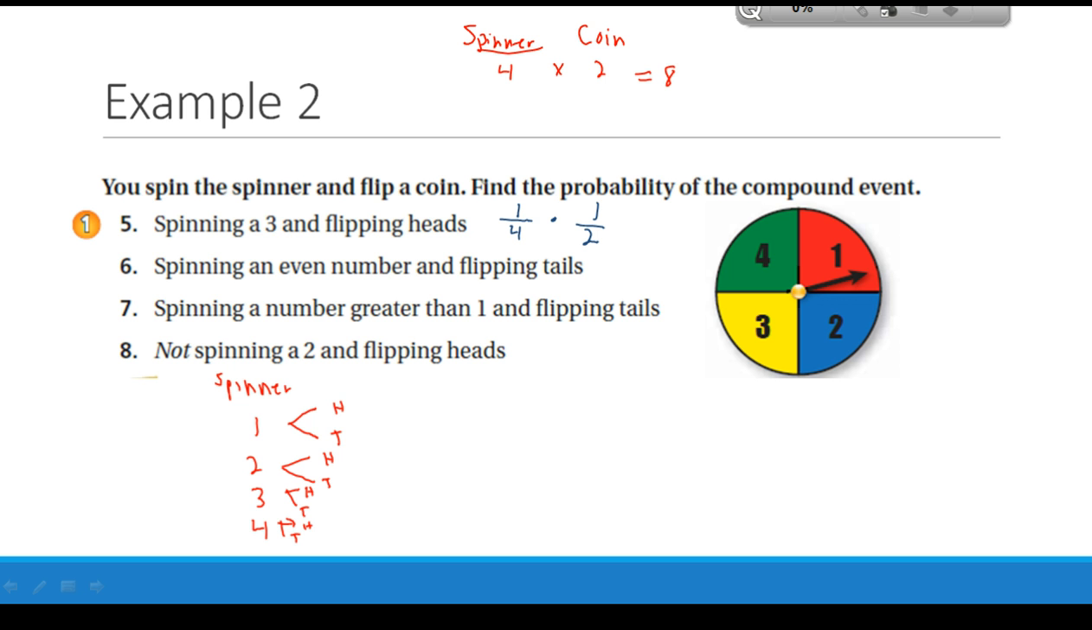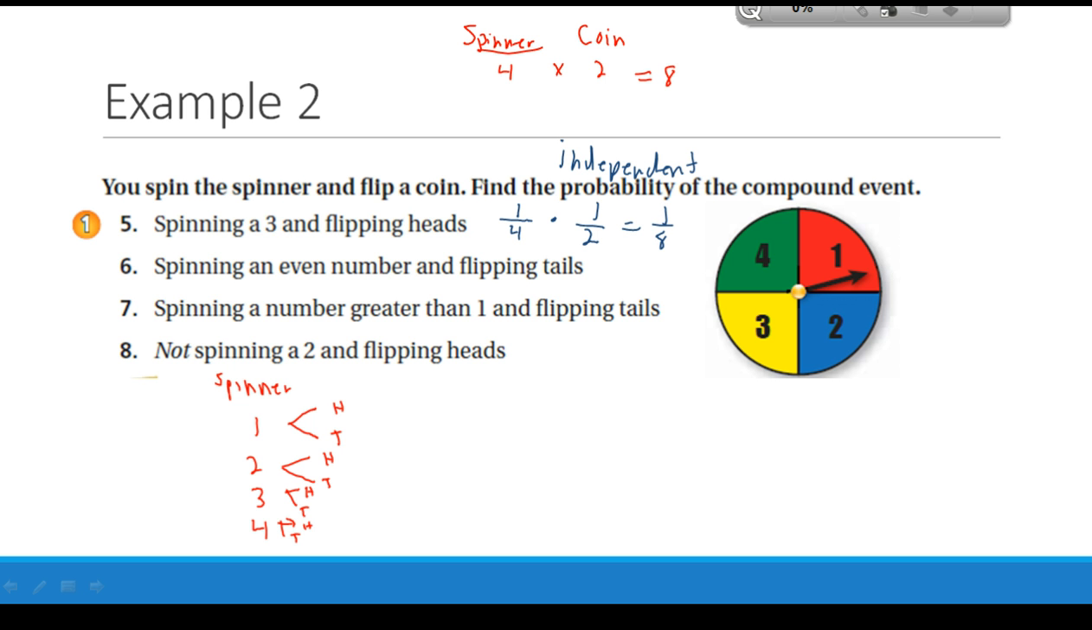Okay, now let's check. Do you think that this is an independent or a dependent event? When you spin something and then flip the coin, does the spinner affect what happens with the coin? Clearly they don't. One does not affect the other, so these would be what we call independent events. So we would just multiply these. So that would be 1/8.